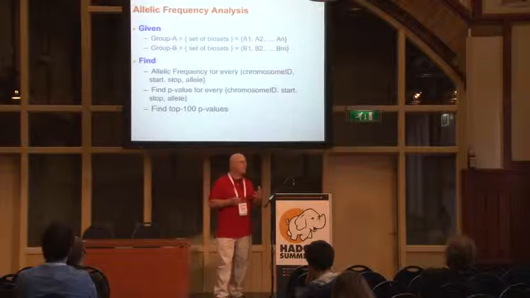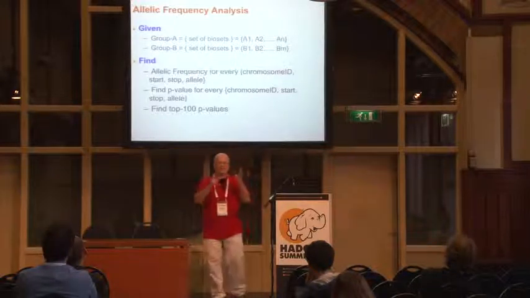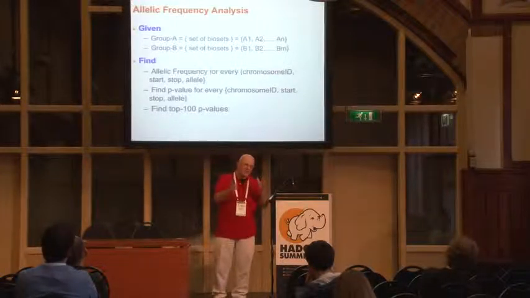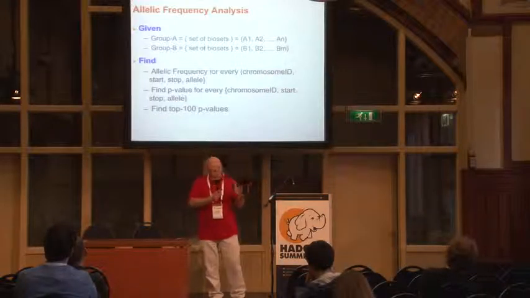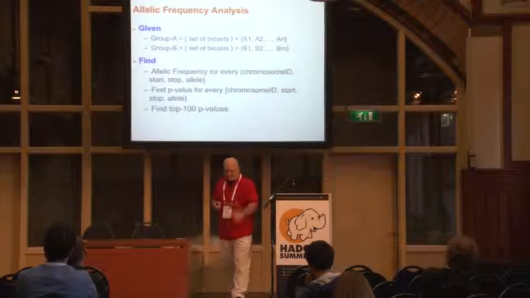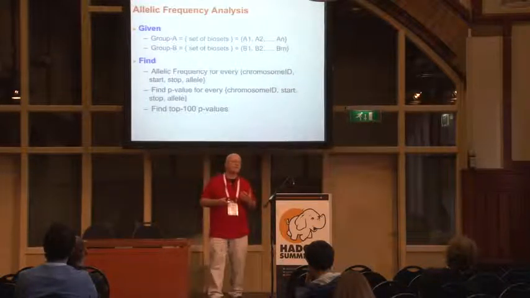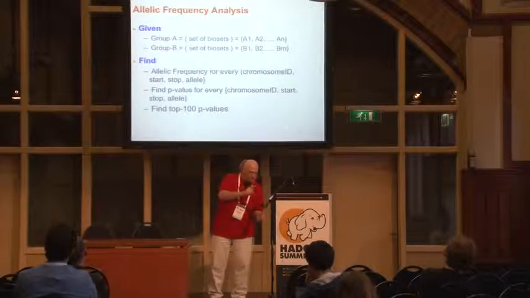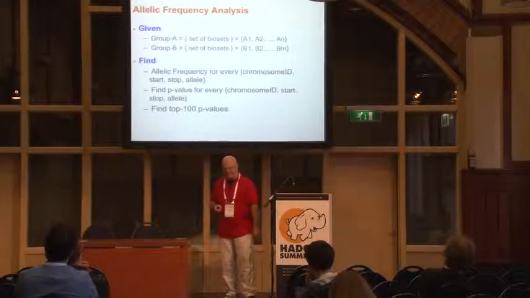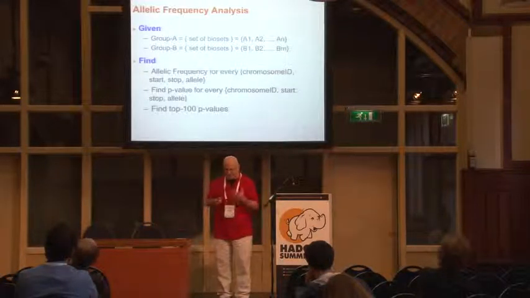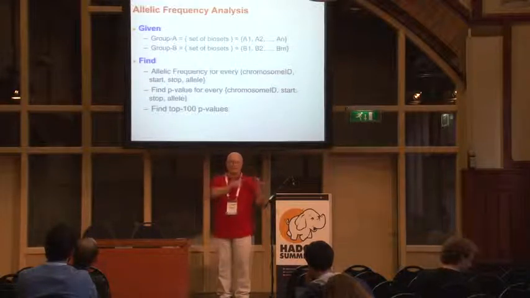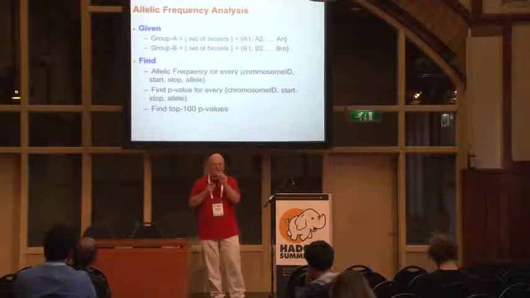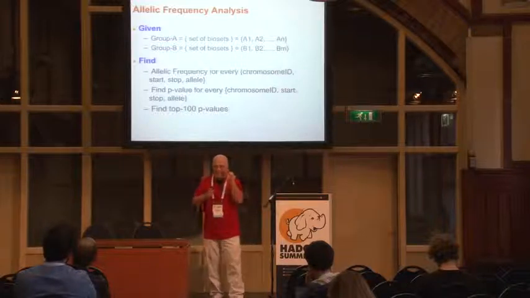And then the goal is to find the p-value, the probability from 0 to 1, and how close that is to 0. The closer it gets to 0, the more interesting it is to the physicians and lab technicians. And finally, we will find the top 100 p-values. Top 100 p-values actually means the bottom 100, because we are finding those closest to 0. So this is basically the allelic frequency analysis in a nutshell. Given a group of biosets and another group of biosets, we want to find the frequency of a specific allele for a specific chromosome at the start and stop position.